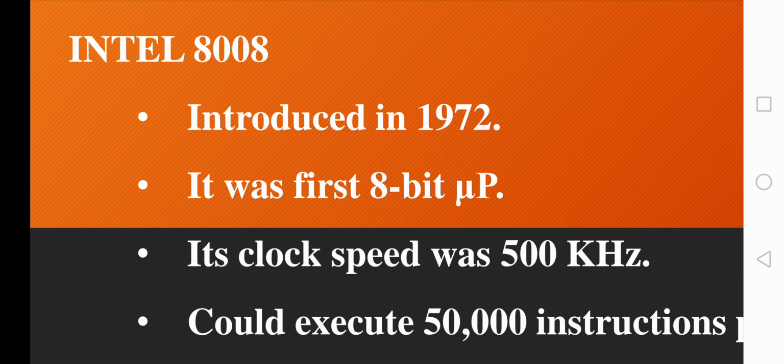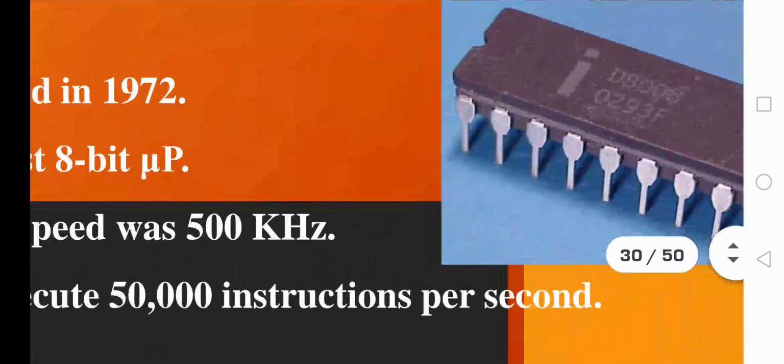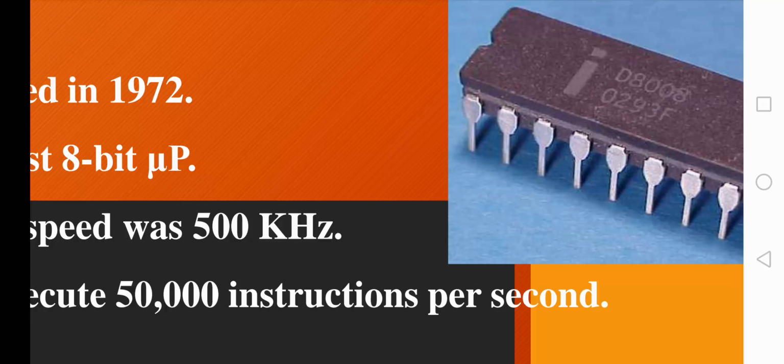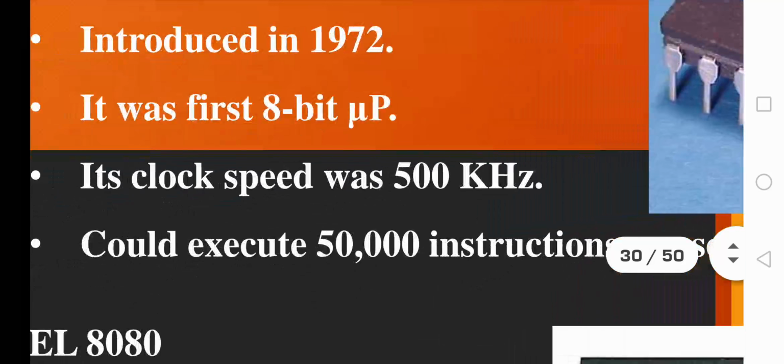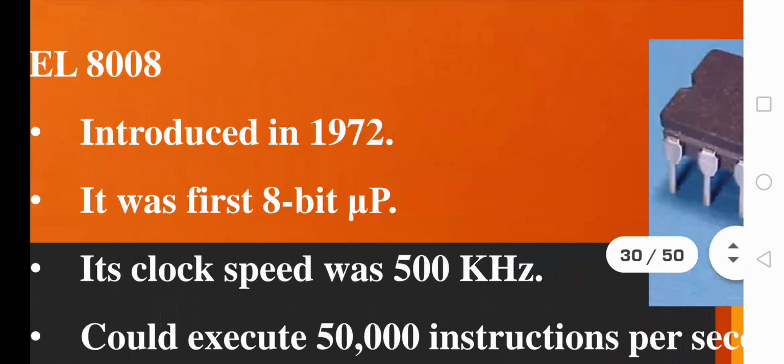So 8008 was the first 8-bit microprocessor. The clock speed was 500 kilohertz. I told you what clock speed is. It defines the number of operations that a particular processor can execute in a particular instance of time, and it is purely defined in terms of the clock that is there within the internal system. There will be an internal clock within the system, and based on that clock we can define the clock speed of a processor. In the case of the 8008 processor, the clock speed was 500 kilohertz, and it could execute 50,000 instructions per second. Just 50,000 instructions per second.